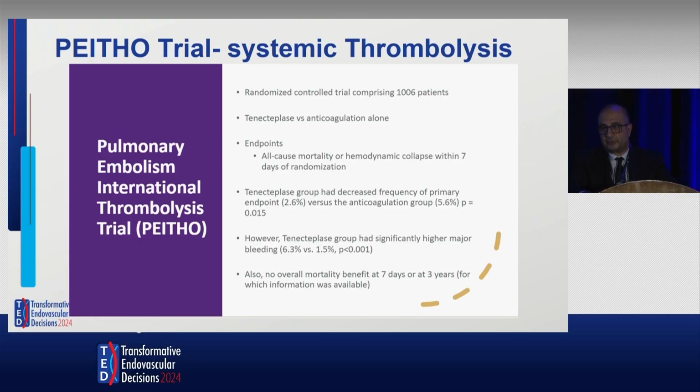So let's go through the trials. I'm going to start with the PEITHO trial, which was the basis of systemic thrombolysis. Years ago, they compared TNK to anticoagulation. They enrolled almost 1,000 patients, and they showed that all-cause mortality or hemodynamic collapse within 7 days was better with TNK. However, there was no overall mortality benefit at 7 days or 3 years. Also, TNK had higher major bleeding.